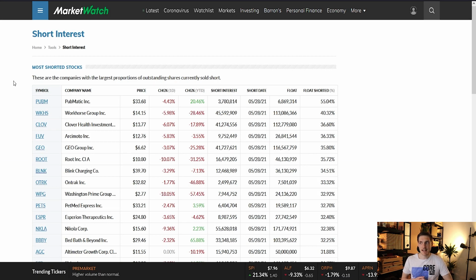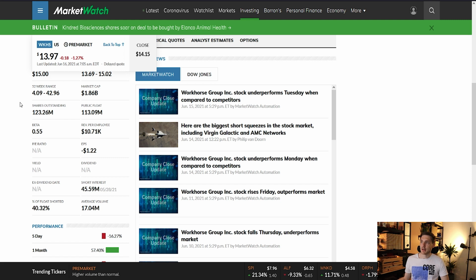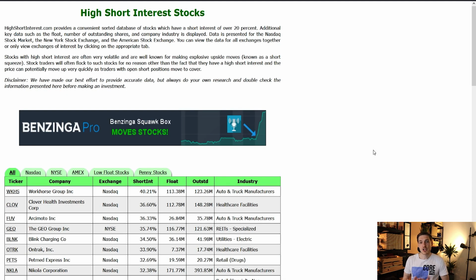MarketWatch is also a solid website. They have a short interest screener, so you can basically look at the list of the most shorted stocks, which can be very useful. And right here, if you go to the website of MarketWatch and you look for WKHS, Workhorse of course, you can see the percentage of float shorted, which is the short interest, and also the total amount of shares that are being shorted right now.